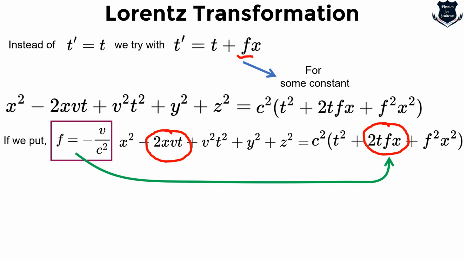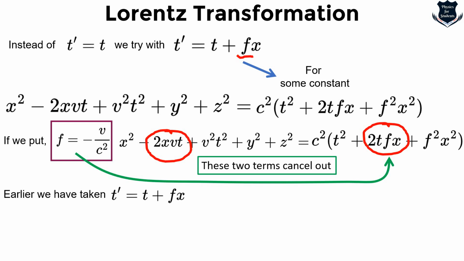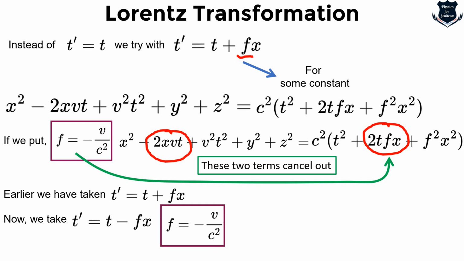We note that the term minus 2xvt on the left hand side cancels out with the 2tfx term if we substitute f equals minus v by c squared, and hence these two things will cancel out. I have not shown it because otherwise the equation would be too long. You can do it yourself. So earlier we had taken t prime equal to t plus fx. Now we are taking t prime equal to t minus the same fx, but I would put this one as this.